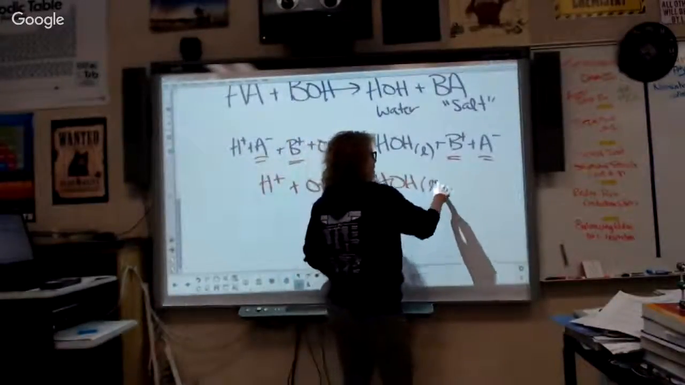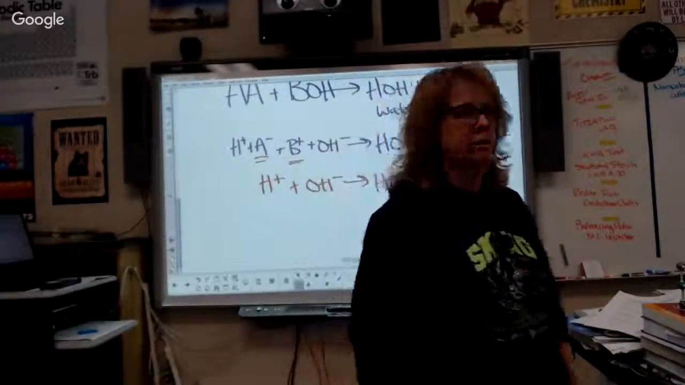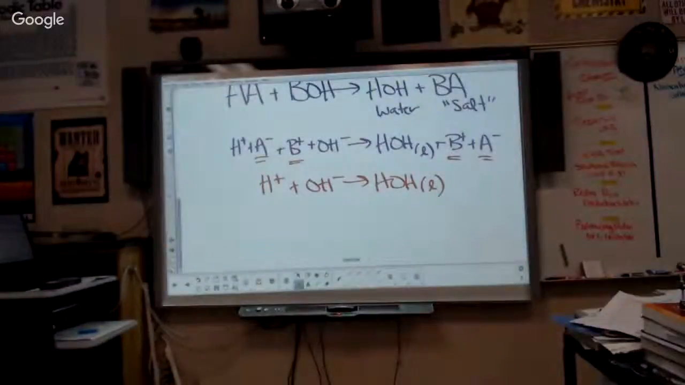This is the net ionic equation for every acid-base reaction. That's it. Every acid-base reaction, unless it forms a precipitate, which is pretty unusual. Every acid-base reaction has that as its net ionic equation. Hydrogen ions and hydroxide ions produce water.